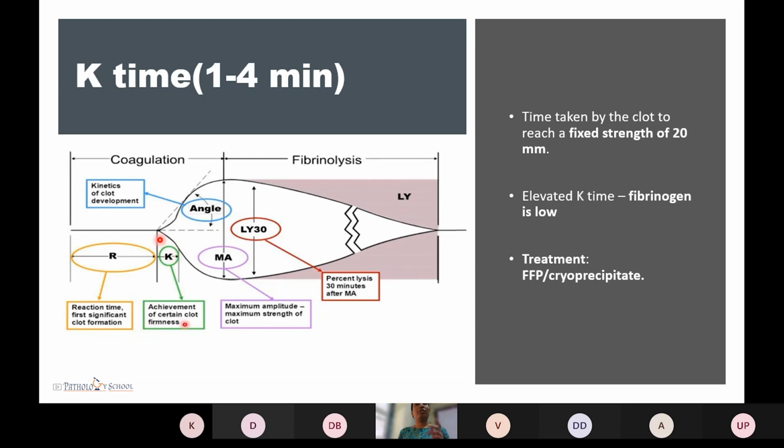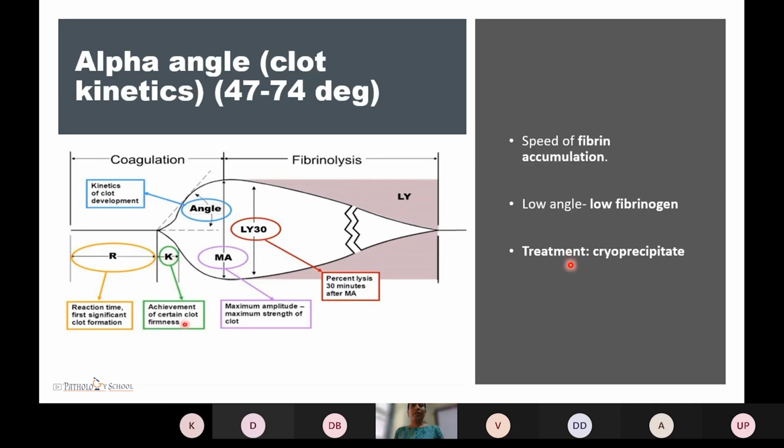So if the patient has deficiency of fibrinogen, this K time will get elevated, and in such patients, we will be giving fresh frozen plasma or cryoprecipitate. Cryoprecipitate is the treatment of choice because it is rich in fibrinogen. But if it is not available for any reason, fresh frozen plasma can also be given in such patients.